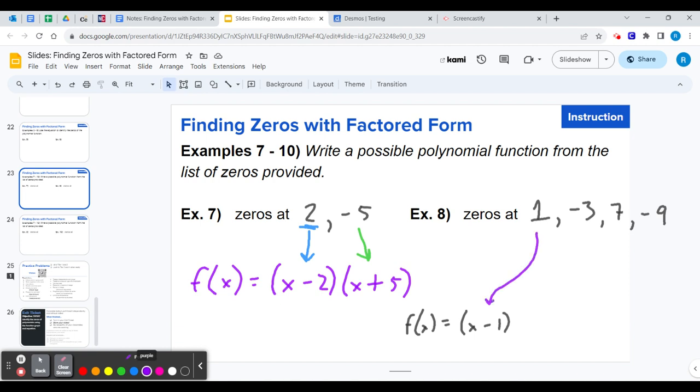So the factor is x minus 1. We get another factor of x plus 3. That comes from the 0 that was -3. We get a factor of x minus 7. That comes from the positive 7 there. And we get a factor of x plus 9. That came from that last 0 of -9.